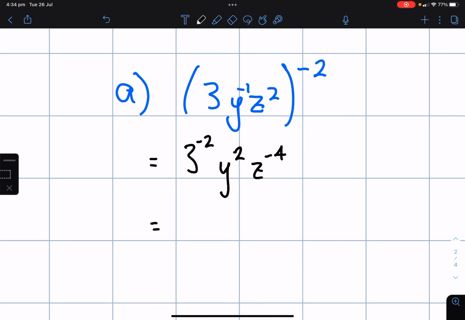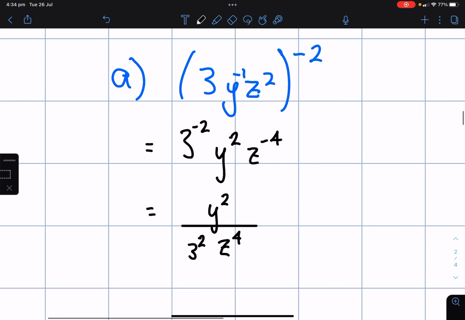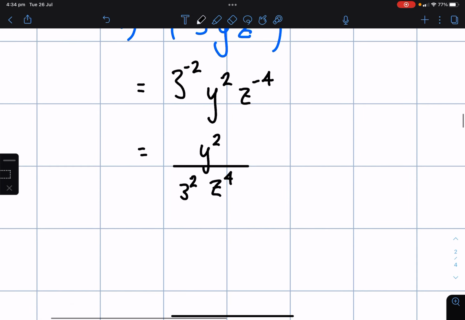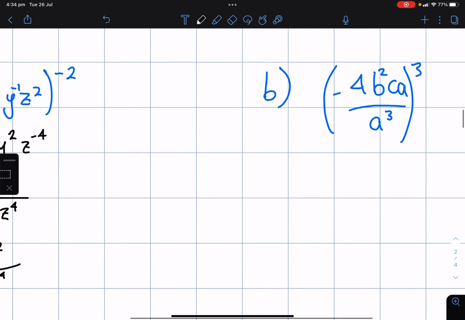So remember, if we swap the numerator to the denominator, we also have to change the sign of the index. So the only positive index there is y to the power of 2. All right, and that is all over 3 to the power of positive 2 because we've changed it over, and z to the power of positive 4. All right, so we're nearly there. So whenever we have numbers that we know how to solve, it is best to solve them. So we all know 3 squared is in fact 9. So our simplified version of this expression is y squared divided by 9 times by z to the power of 4. Okay, let's have another go at this one.